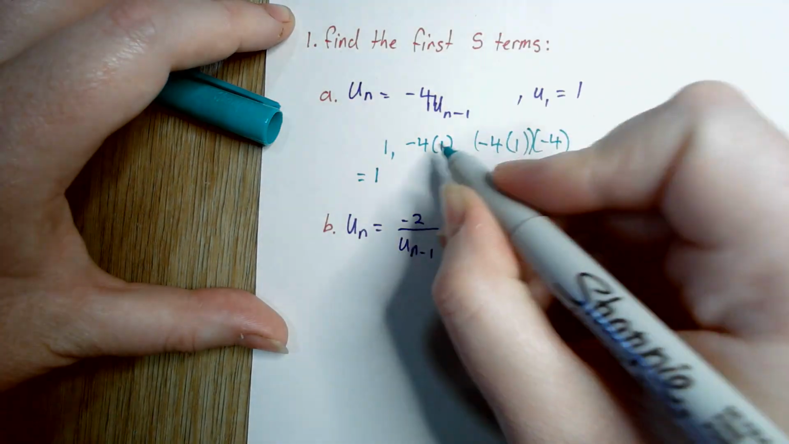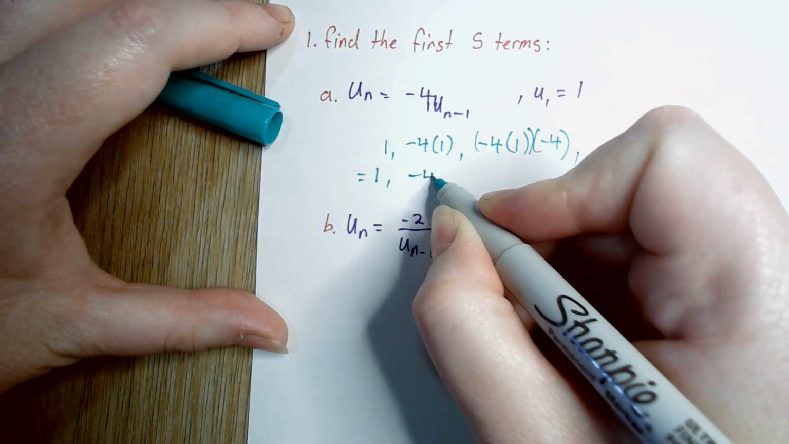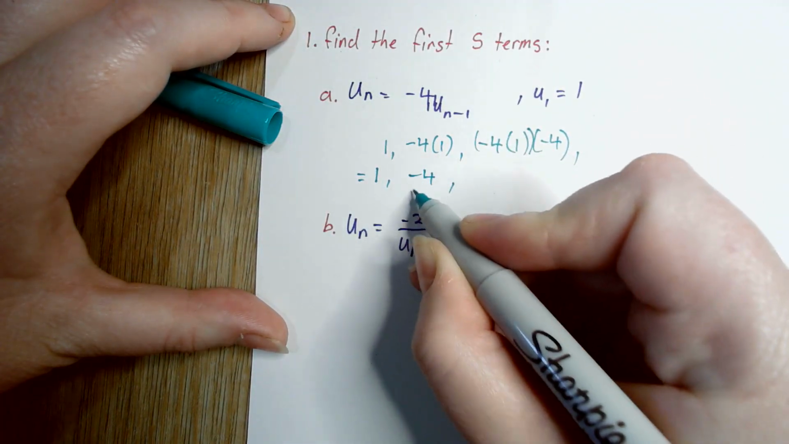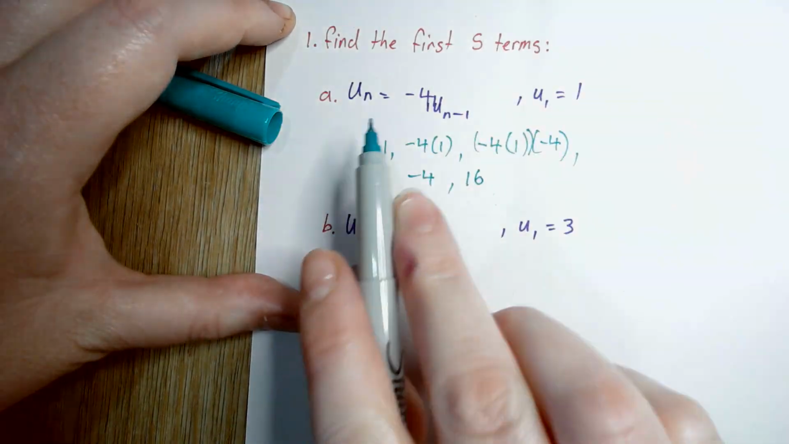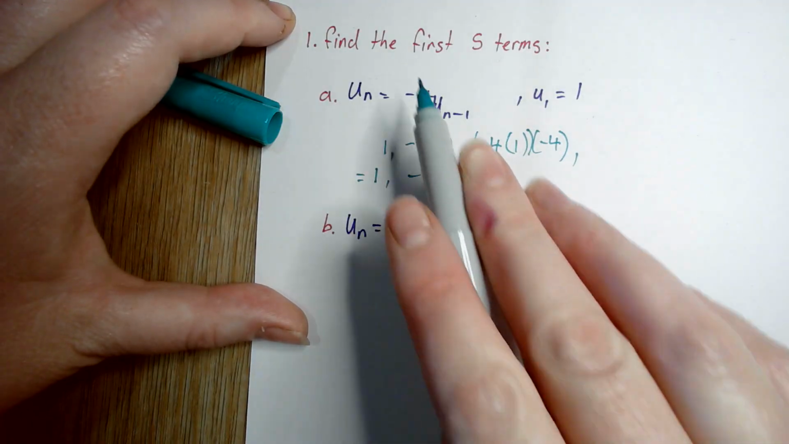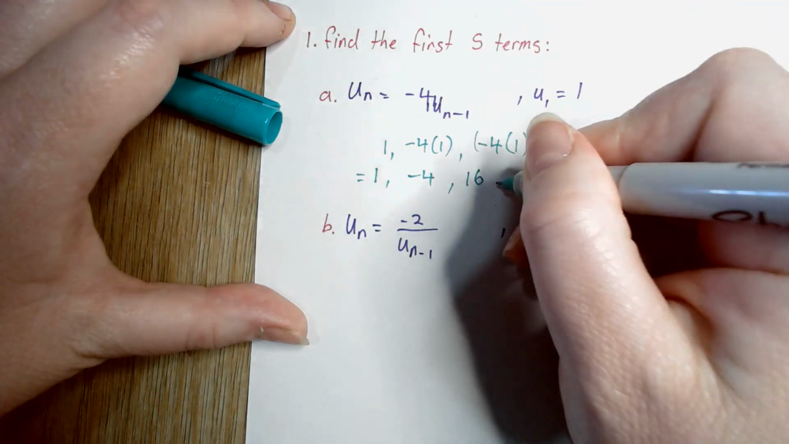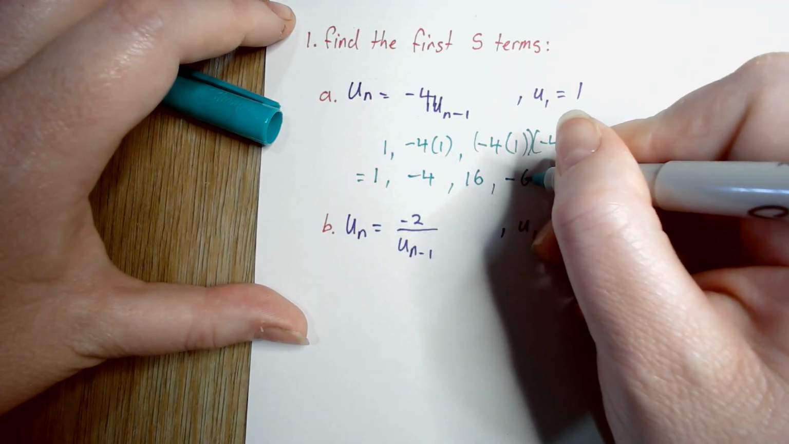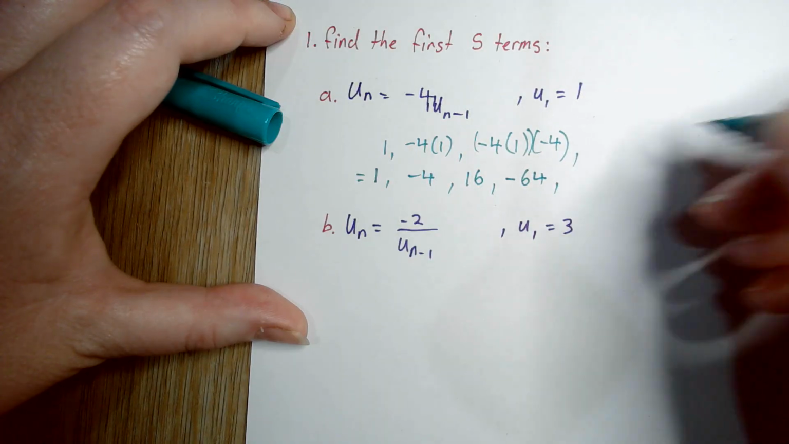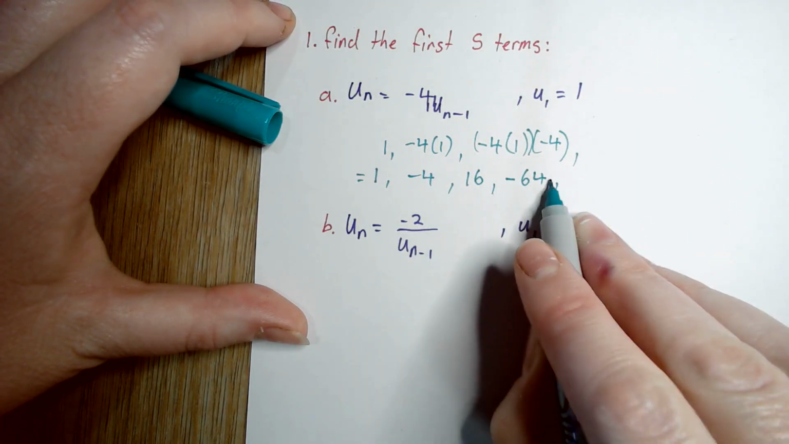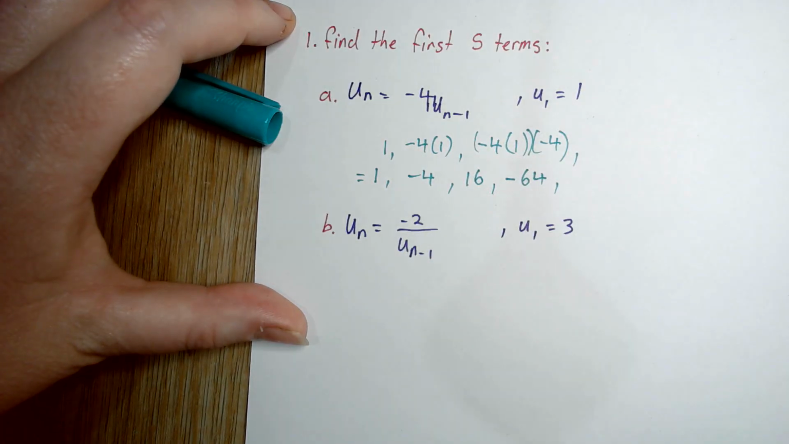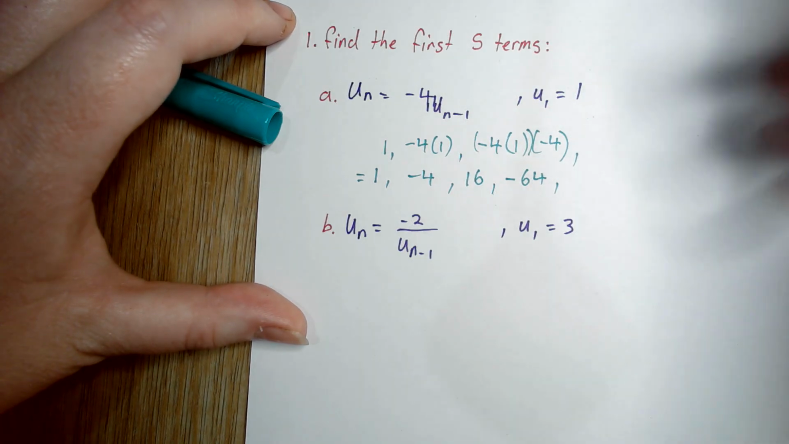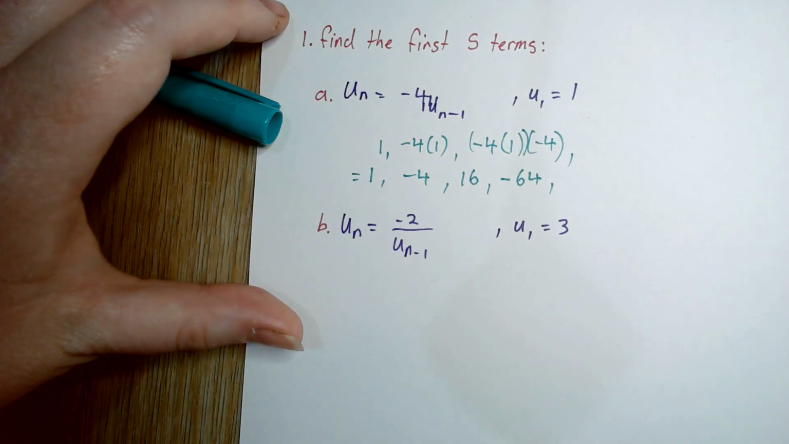So we know we start with 1, minus 4 times 1 is just going to be minus 4. Minus 4 times 1, which is minus 4, times another minus 4, we end up with positive 16, and it's just asking us to do that pattern again. So minus 4 times 16 is going to be negative 64, and then the next term would be negative 64 times 16 as well, which would be like 200 and something. So that's all you have to do for that style of one.